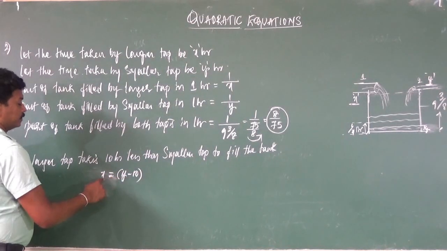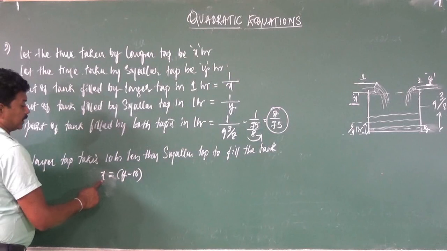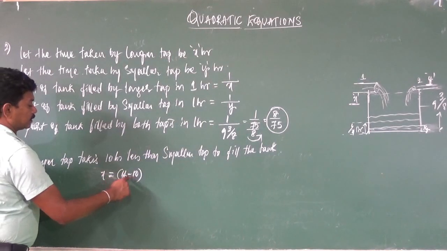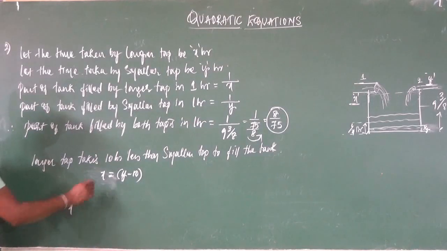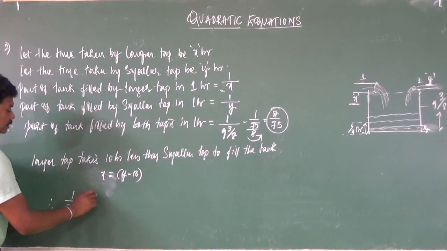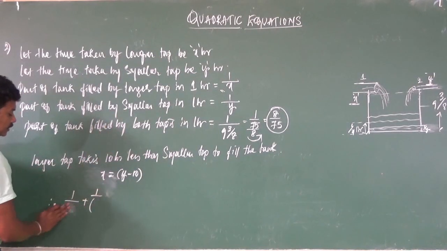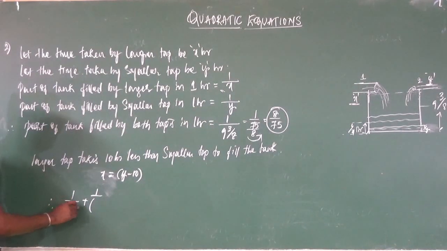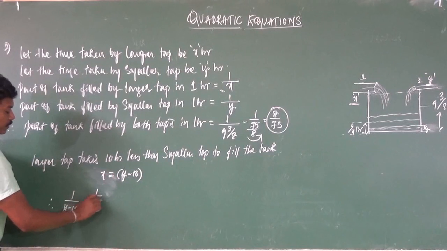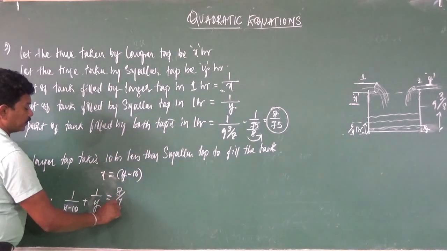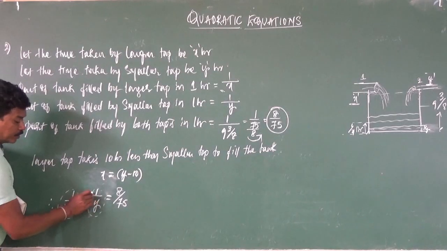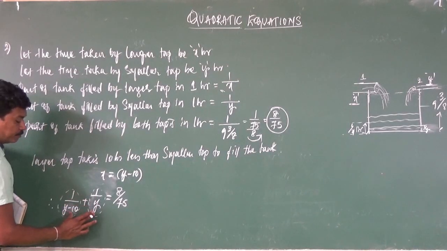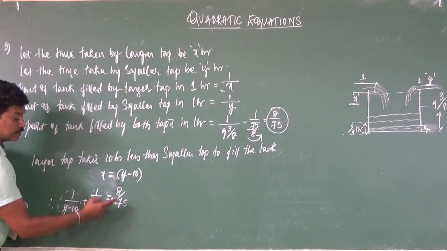Can we write this? Because the time taken by the larger tap to fill the tank is 10 less than the time taken by the smaller tap. So x is equal to y minus 10. Therefore 1 by x, instead of x I am going to write y minus 10, plus 1 by y is equal to 8 by 75. So very simple. This is the part filled by the larger tap in 1 hour. This is the part filled by the smaller tap in 1 hour. When both the taps are put on, the part of the tank filled in 1 hour is 8 by 75.